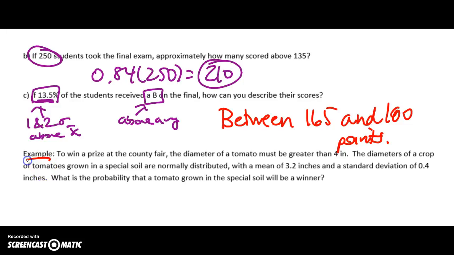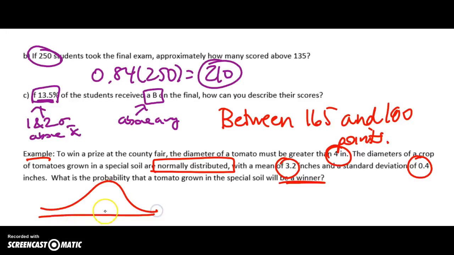Alright, the next example is about tomatoes. So to win a prize at the county fair, the diameter of a tomato must be bigger than 4 inches. So we know that these are normally distributed, so that means that our probabilities apply. We know the mean of these tomatoes is 3.2 inches and the standard deviation is 0.4. So we want to know what's the probability that they're a winner.